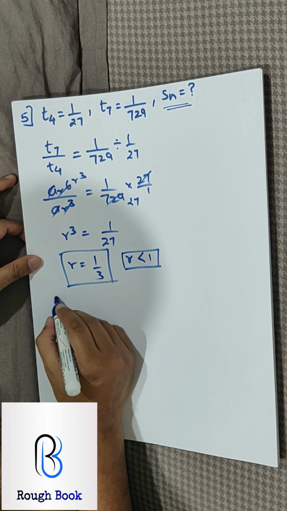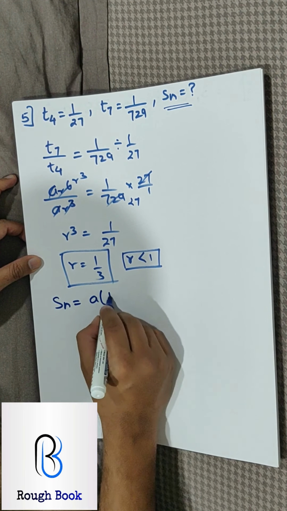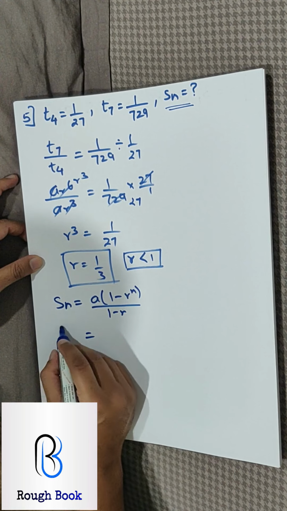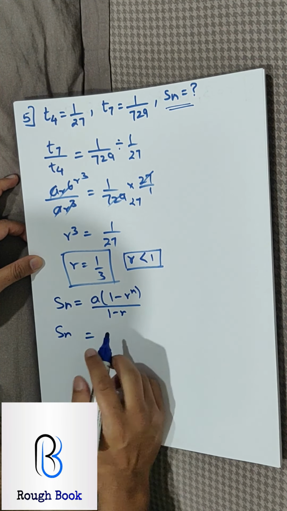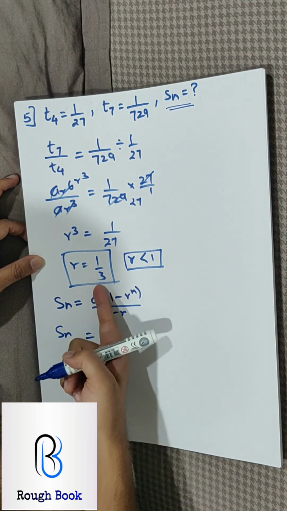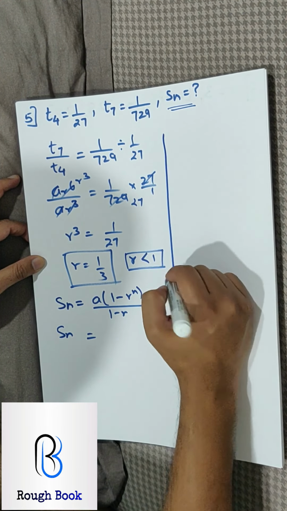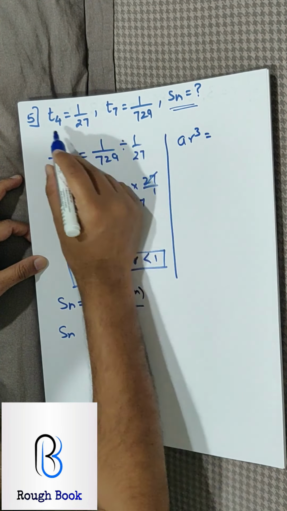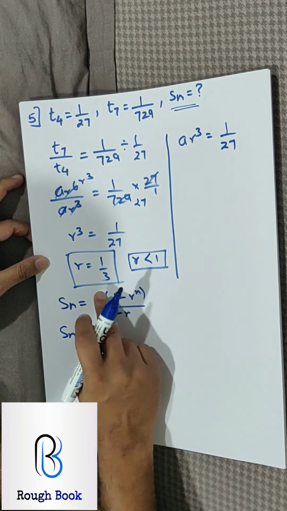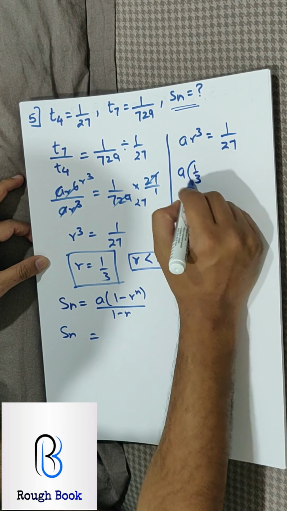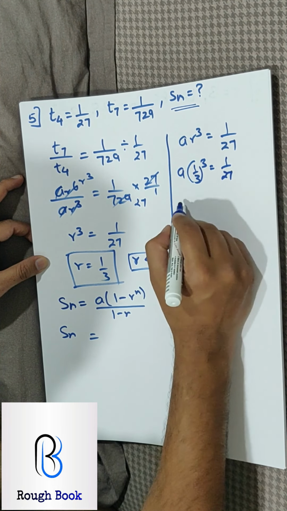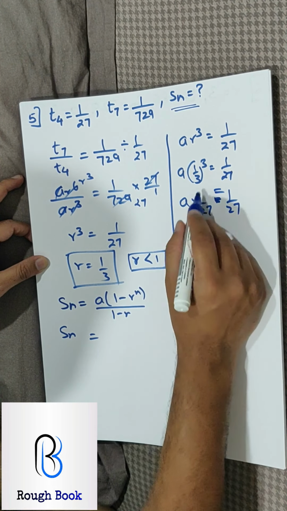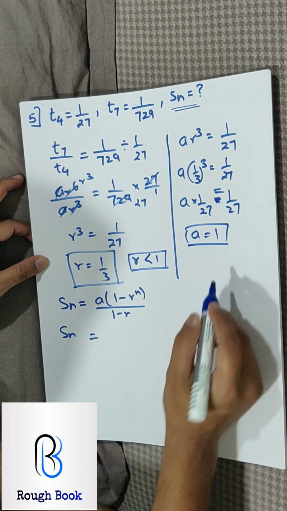So now my Sn is going to be a(1 minus r^n) over (1 minus r). I'm just trying to find the general term Sn. A is what? First term we didn't find, we just found r. So let's find the first term by substituting it in this one. So ar cube is 1 by 27. So r is 1/3, cube, so that will be 1 by 27, 1 by 27. So they get cancelled. So the value of a becomes 1.